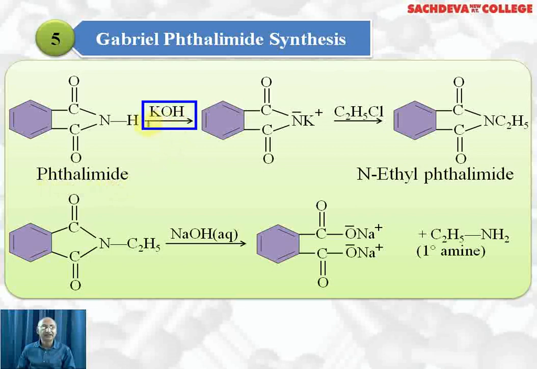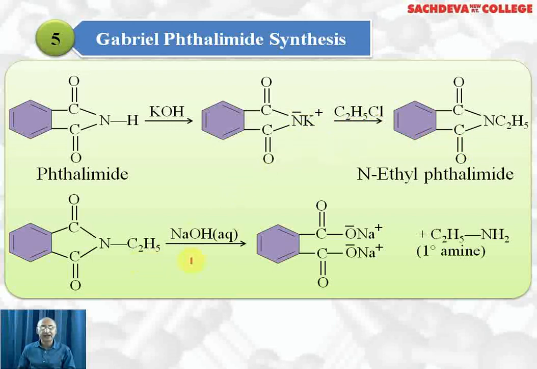We are reacting with KOH. This H and this OH, water will go and we will get potassium phthalimide. This is the salt of phthalimide, potassium phthalimide. We are reacting it with a suitable alkyl halide. Depending upon which amine we want to get, KCl will be removed and the ethyl group will get attached to nitrogen. So the next compound we are getting is N-ethyl phthalimide.